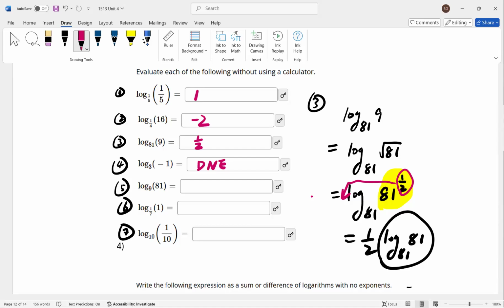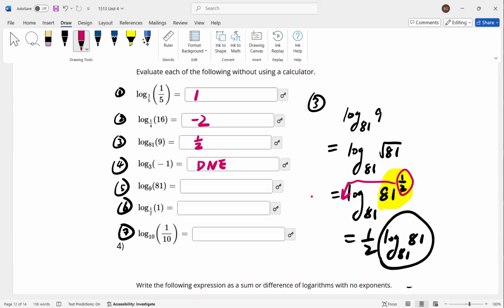So we don't have to apply any formulas. I hope you recognize that. Very important: the argument can never be negative, and it cannot be 0 either. The argument has to be positive.